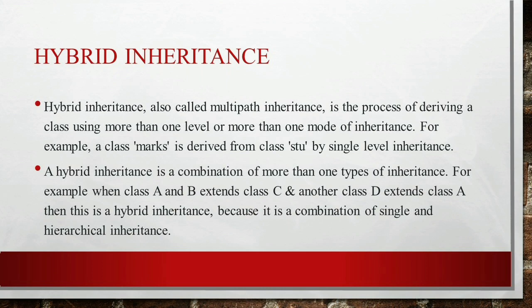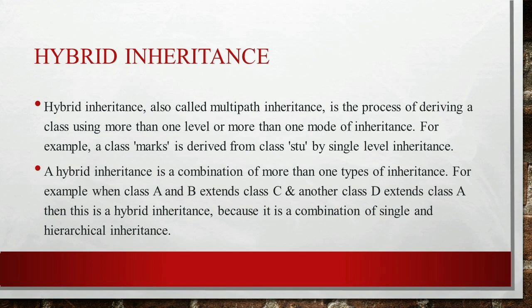Next is hybrid inheritance. Hybrid inheritance is also called multipath inheritance. It is the process of deriving a class using more than one level or more than one mode of inheritance. For example, a class marks is derived from class student by single level inheritance. A hybrid inheritance is a combination of more than one type of inheritance.